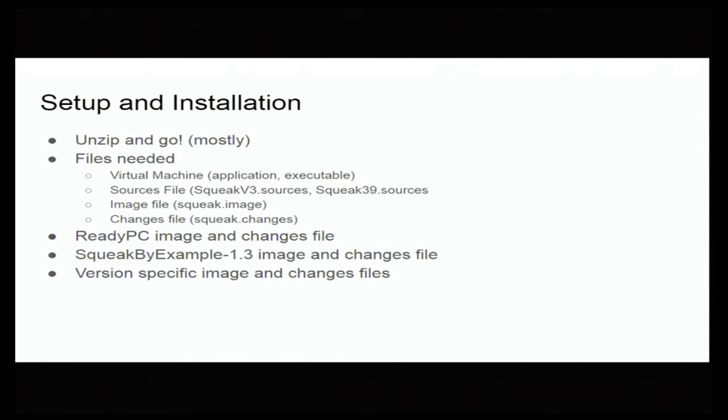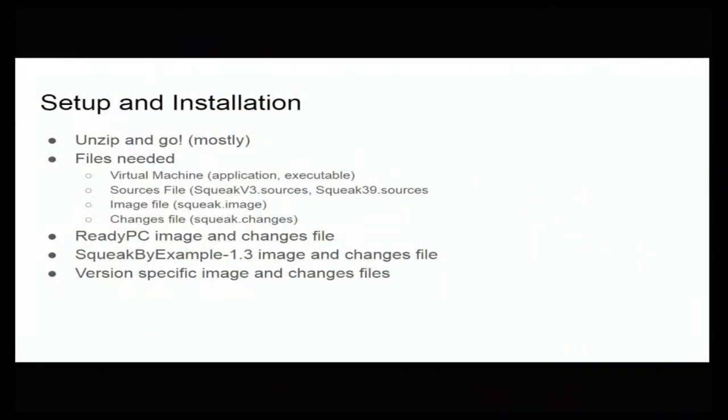The Squeak by Example book came out about a year later, and that needs the 3.9 sources, right? And then where your work actually is, is in the image file and the changes file. Those two are a matching set. They have to have the same name with the proper extension, .image or .changes. So if you make backup copies and stuff like that, those are the two that have to travel together, along with the appropriate sources file.